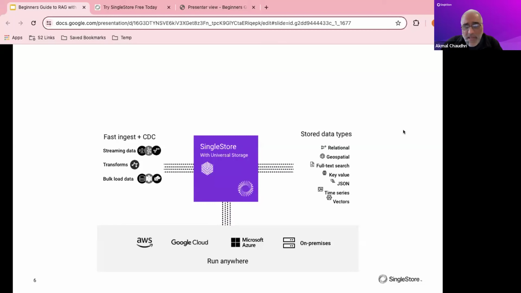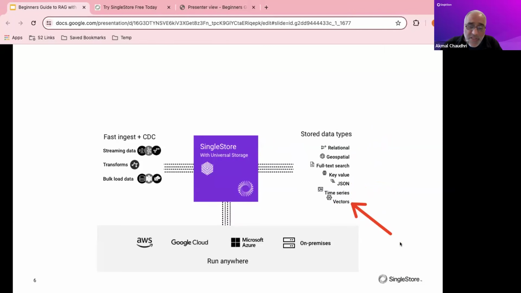So at its heart, it has come from the relational world, but it also supports geospatial, time series, full text, Lucene full text search engine, JSON as well. That's been there for some time. And the important point is that we are both MySQL and MongoDB wire compatible. And last but not least, vectors, which Tom covered in one of the previous sessions as well.